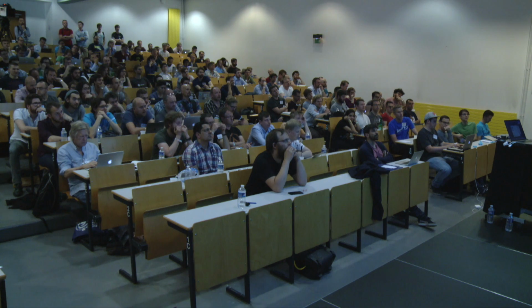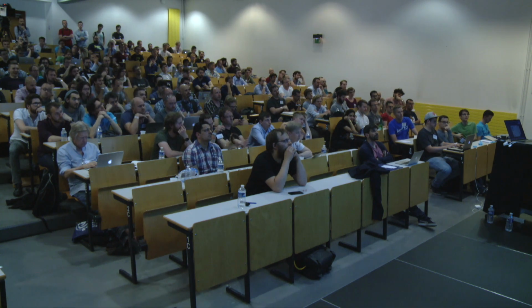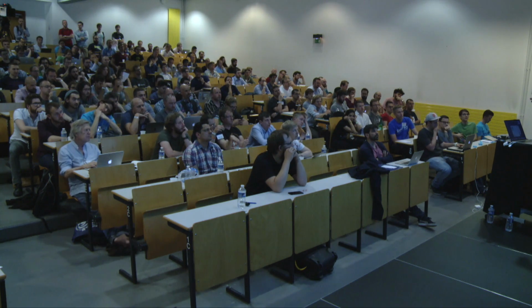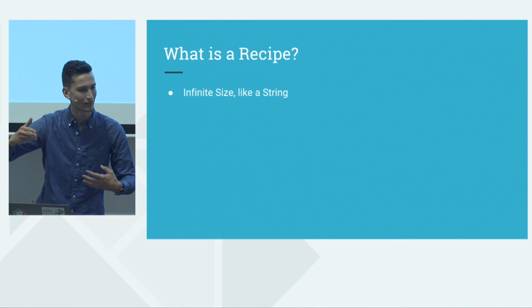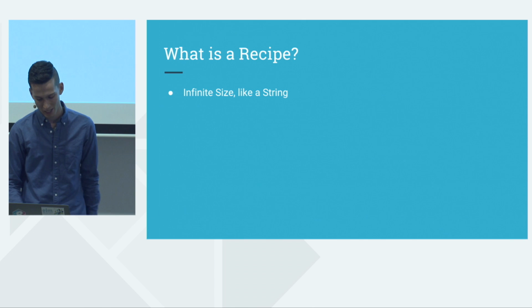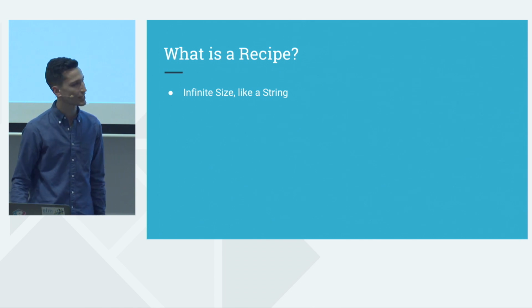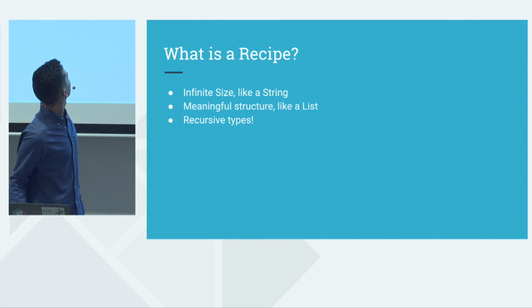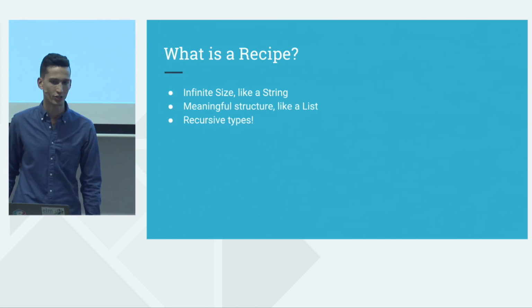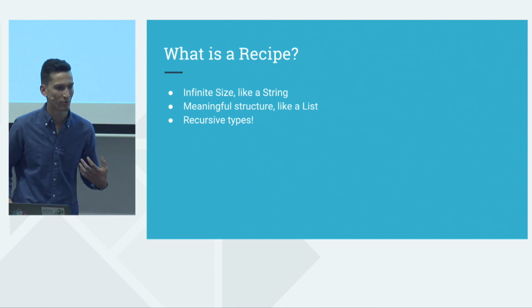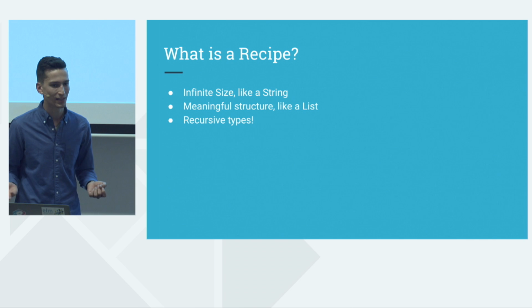Well, I talked about type size earlier, and it turns out that our recipe type does have to have infinite size. And the reason it has infinite size is because you can keep tacking things onto the end of it or changing things in the middle of it, right? So that there are an infinite number of permutations of the values that the recipe can represent. But it also needs a constrained structure and a meaningful structure, something that's going to give it the inherent meaning I was talking about before. And my model for what that should be like is a list, right?